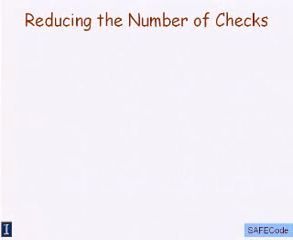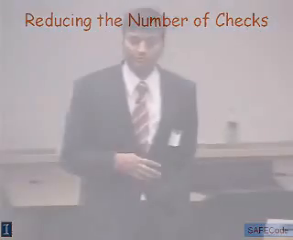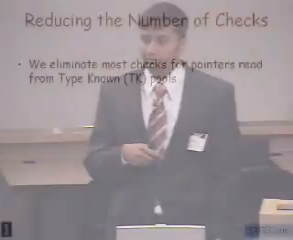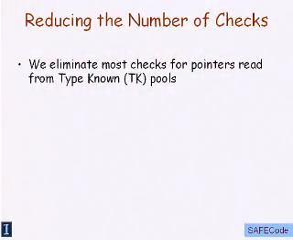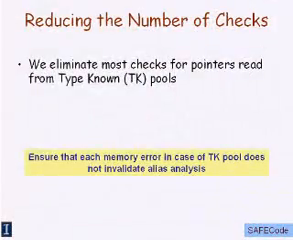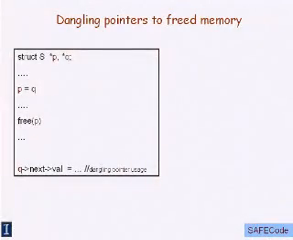Now, we want to reduce the number of checks. Right? If we want to do this pool check on every pointer access or pointer initialization, it's still going to be expensive. So we want to reduce the number of checks that we do. And one way is that we eliminate most checks for pointers that you read from type known pools. The way we do it is by taking care of all errors for TK pools. Okay? We ensure that each memory error, in case of a TK pool, does not invalidate alias analysis. And I'm going to go into one such error, which is dangling pointers to freed memory. I think this is interesting because it's a very hard problem.